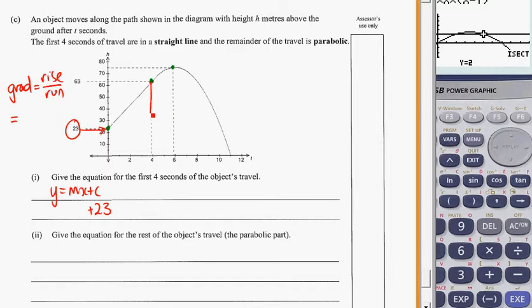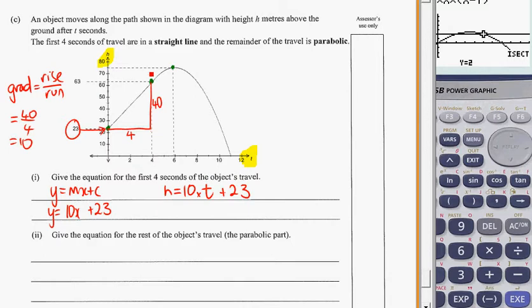The gradient will be, now we need to know that rise. This value is 63 minus 23, so that would be 40. You can write on the graph. And the run I can see is 4. So 40 divided by 4, which equals 10. We'll try and use the lettering that they're using on their axes. So instead of y, we're using h for height. 10 times x, the time, they're using t, plus 23. So that will tell me the height anywhere in that first 4 seconds.